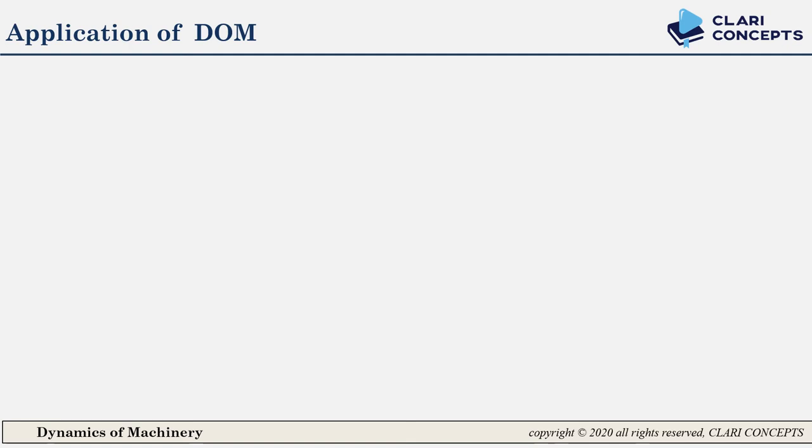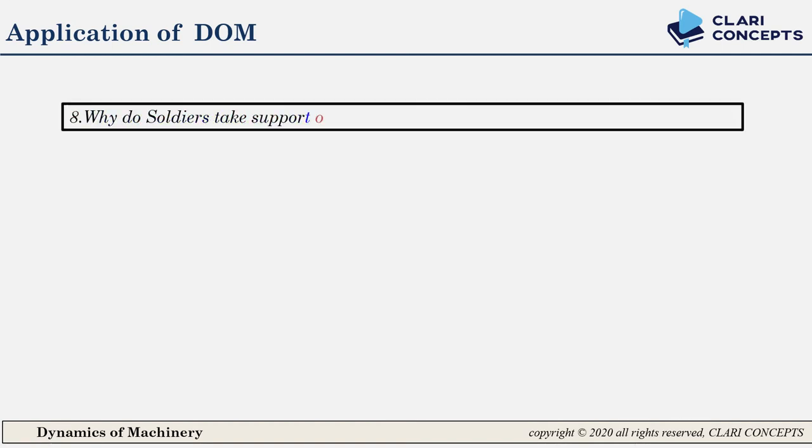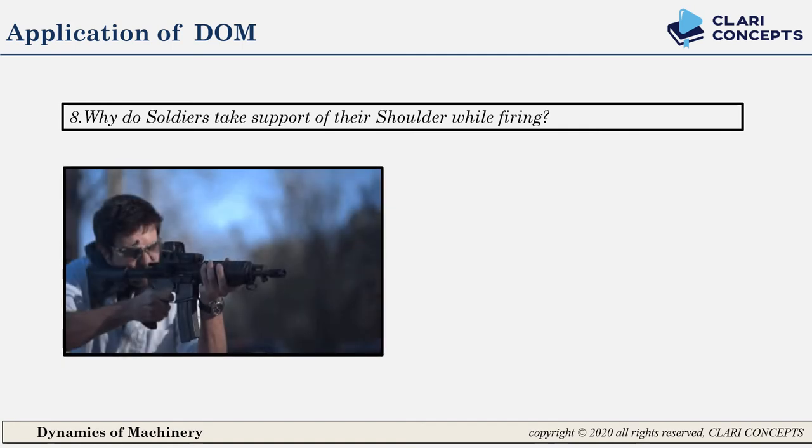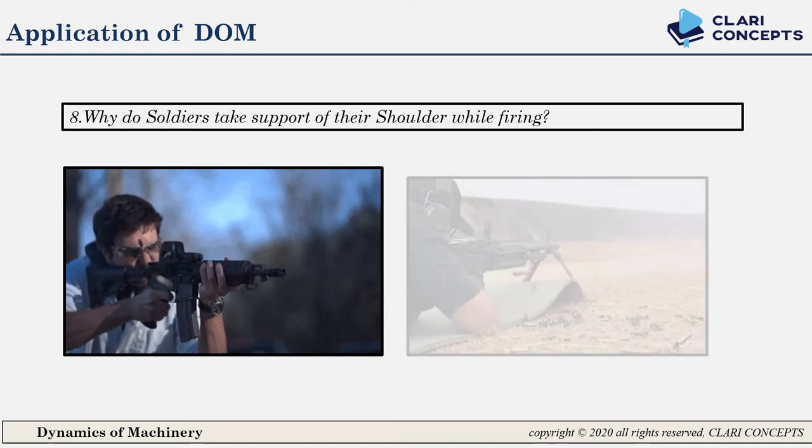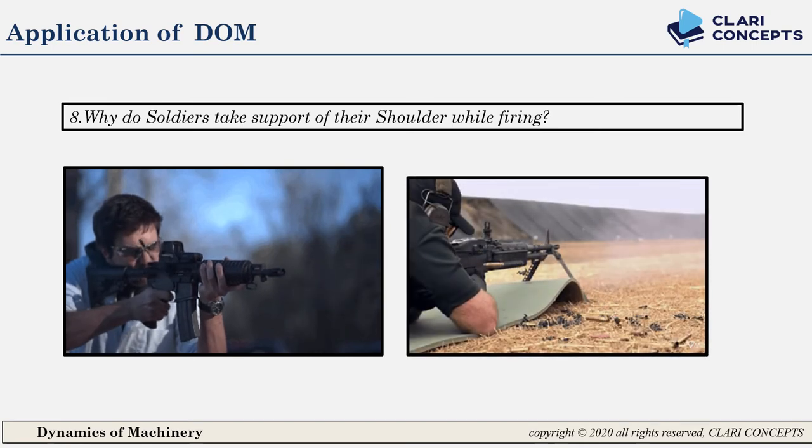Next question. You have seen in movies, at a time of continuous firing, the hero puts his gun on his shoulder. The same thing we can see in the defense forces also. But have you ever thought why soldiers take support of their shoulder while firing? Because at a time of firing, an equal force acts on the backside. To resist this force and maintain the gun in a steady state, soldiers take support of the shoulder so that they can hit the target and the gun vibrates less.